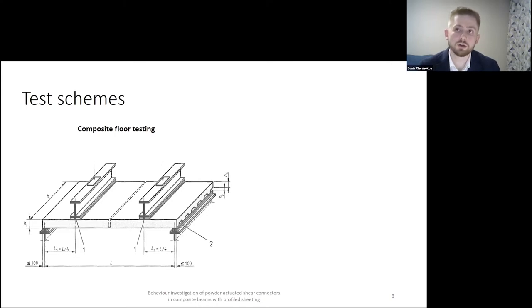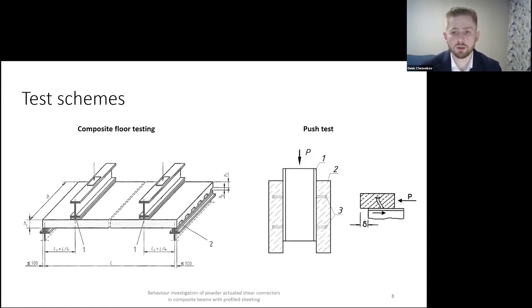But for the shear connectors themselves, it's not so suitable, because in a real structure connectors are loaded in different manner. Connectors placed on the supports and near supports will be loaded more, and connectors installed in the middle would be stressed less. That's why for this purpose we usually use some kind of push test. Here I put the most common classical scheme from Eurocode 4 Annex B, but you could face this type of testing in different manner.